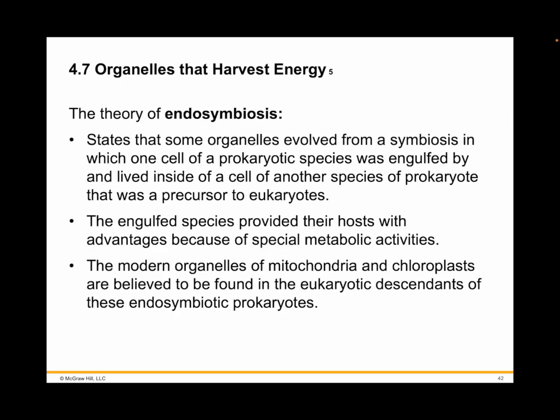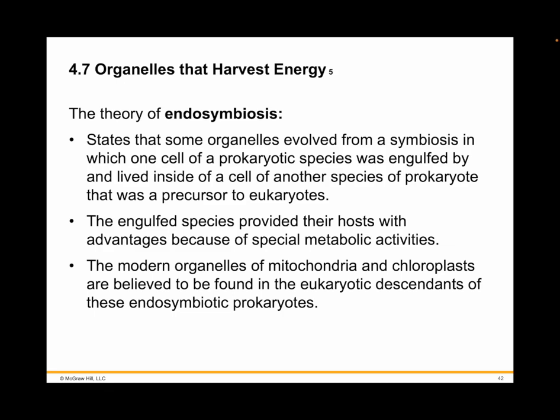So the endosymbiotic theory, or the theory of endosymbiosis. Symbiosis is a close integrated relationship between organisms of different species that live together. The theory of endosymbiosis proposes that some of today's eukaryotic organelles evolved from symbiosis in which one cell of a prokaryotic species was engulfed by and lived inside the cell of another species of prokaryote that was a precursor to eukaryotes. So figure 4.14 on page 29 shows this.